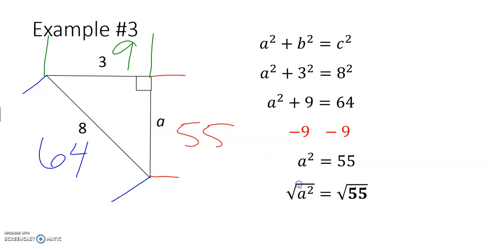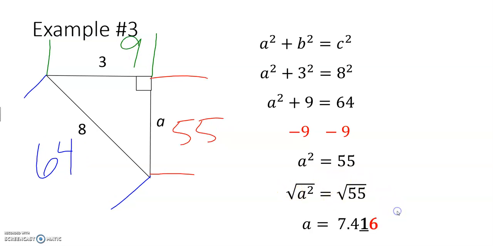And so our last step is to take the square root of 55. And when you do that in your calculator, you should get 7.416. And again, we want to round to the nearest hundredth. So we're going to look to the right to decide if we're going to round this up or keep it the same. So if the number to the right is a 6, do you think we should round up to 2 or keep it the same as 1?